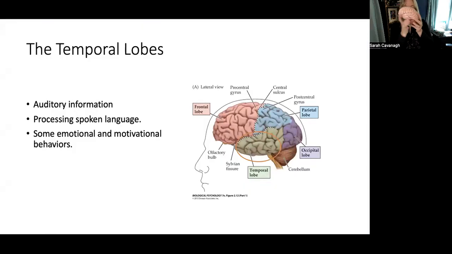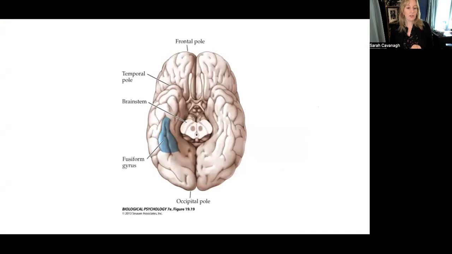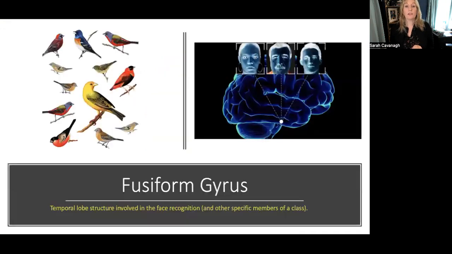Coming down underneath the brain are the temporal lobes. We have one on each side. A lot of auditory information is processed here in the temporal lobes, which kind of makes sense because it's near the ear. Also, many regions involve understanding and producing spoken language, and some emotional and motivational behaviors live here. One interesting structure embedded in the temporal lobes is called the fusiform gyrus, and you can see it here in blue. The fusiform gyrus is a temporal lobe structure involved in facial recognition, detecting people's faces and being able to tell, you're my sister, you're my teacher, and you're my friend, just by looking at somebody's face.